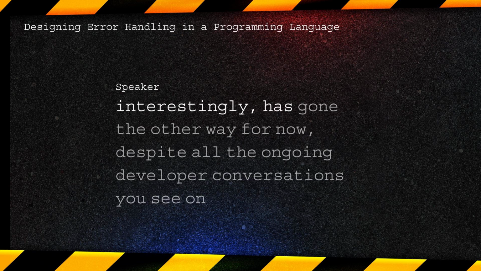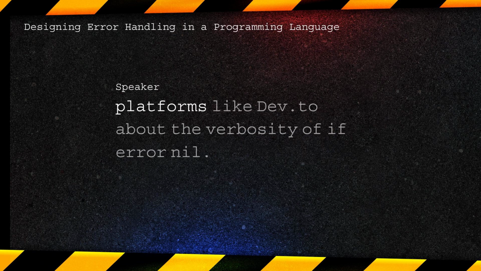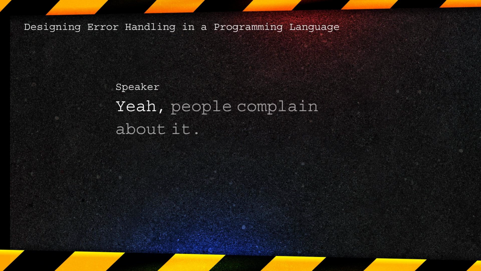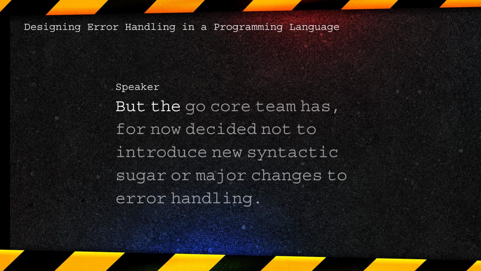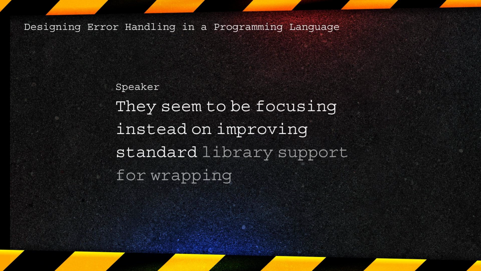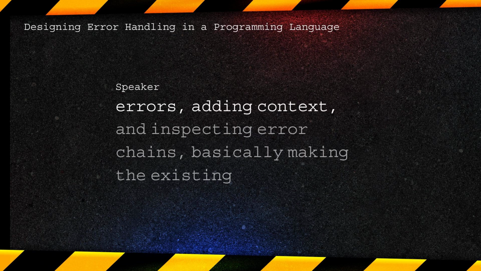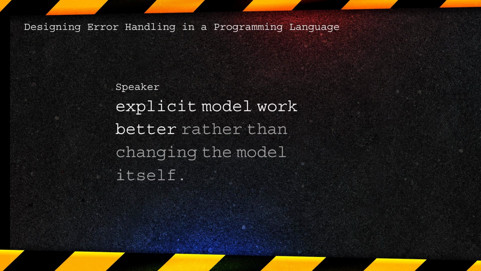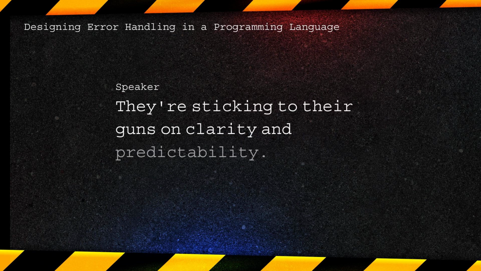Go, interestingly, has gone the other way for now. Despite all the ongoing developer conversations you see on platforms like Dev.to about the verbosity of if err != nil. Yeah, people complain about it. They do. But the Go core team has, for now, decided not to introduce new syntactic sugar or major changes to error handling. They seem to be focusing instead on improving standard library support for wrapping errors, adding context, and inspecting error chains, basically making the existing explicit model work better, rather than changing the model itself. They're sticking to their guns on clarity and predictability.